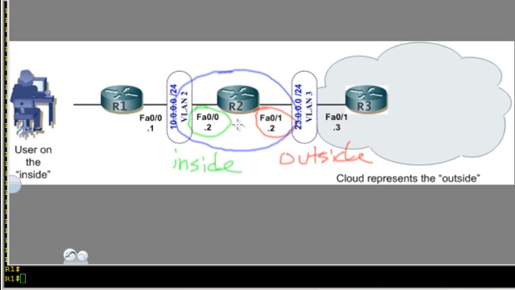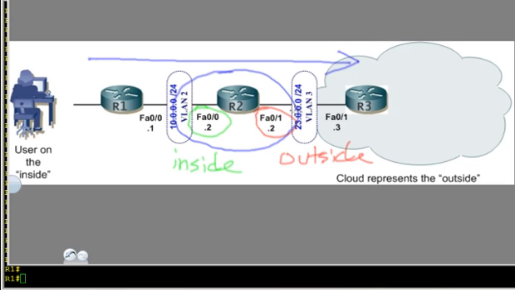Is that safe? This is safe, because the user can't get to the internet, and the internet can't get to the user. Super, super safe. What's the problem? Well, the challenge is the user can't get to the internet. So what do we do to solve that? What we can do is set up a policy that says as traffic tries to go from the inside to the outside, inspect it.